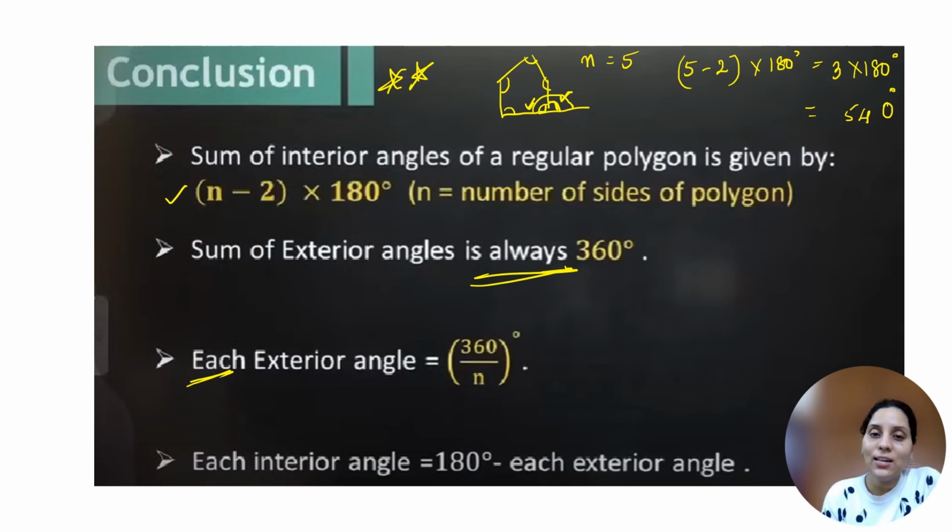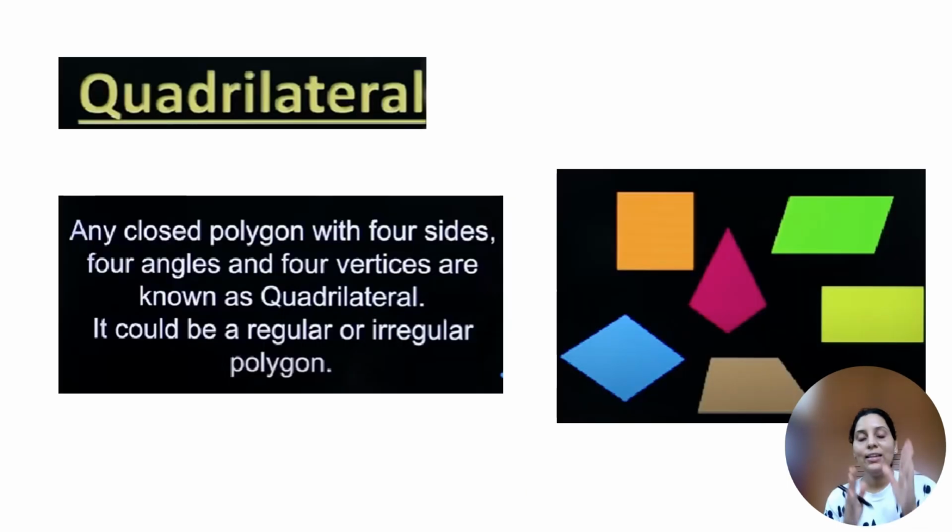I hope this is clear. Now we know the sum of all interior angles, the sum of all exterior angles, and how to find each interior angle and each exterior angle. This is it. You are done with half of the chapter. The next half of this chapter is quadrilaterals. In this we are going to see what are different kinds of quadrilaterals, what are its properties and all of it. Now let us see quadrilateral.